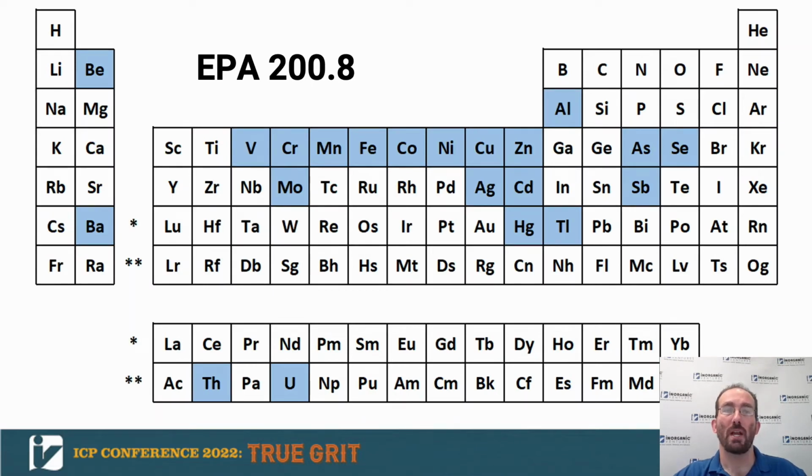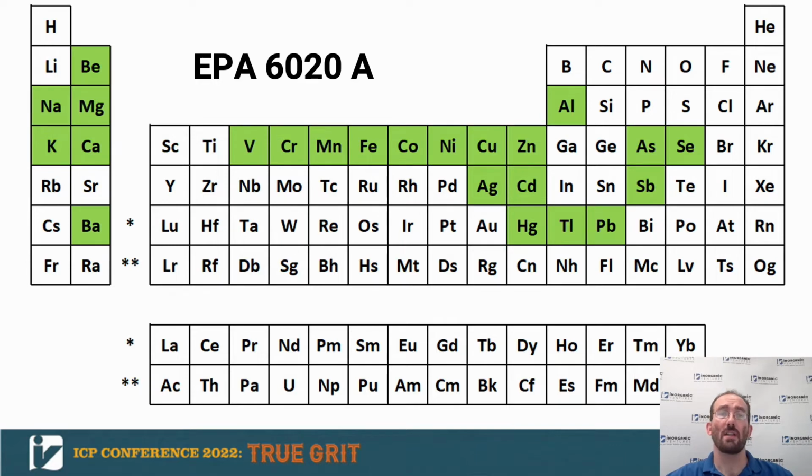EPA method 200.8 is an ICP mass spec method used for the determination of the total recoverable analytes in aqueous samples and solids that have undergone digestion prior to analysis. Since the method requires the use of pneumatic nebulization, it is not suitable for analytes not in solution, such as suspended soils, sludges, and sediments. This method specifically focuses on the 21 elements in blue. You will notice that it covers many of the same elements as 200.7, but removes several of the alkaline earth metals and metalloids while adding thorium and uranium for radiological testing.